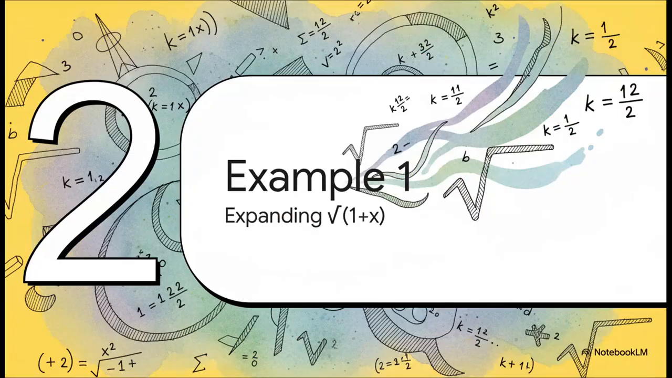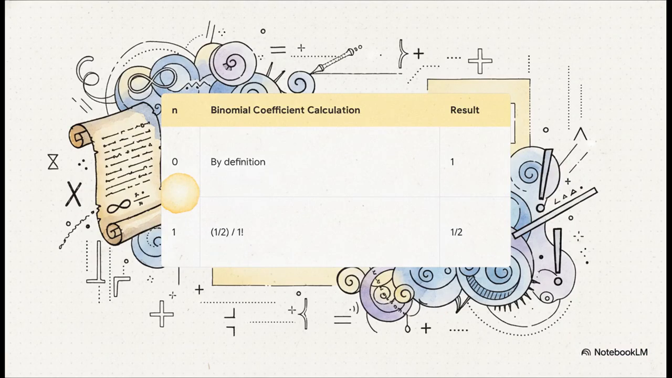All right, enough theory, let's put this into practice. We're going to tackle that exact question that stumped us at the beginning, finding the expansion for the square root of 1 plus x. So in this case, our exponent k is just 1/2. Okay, let's build this thing one term at a time. So when n is 0, the coefficient is by definition always 1. That's our starting point. Easy.